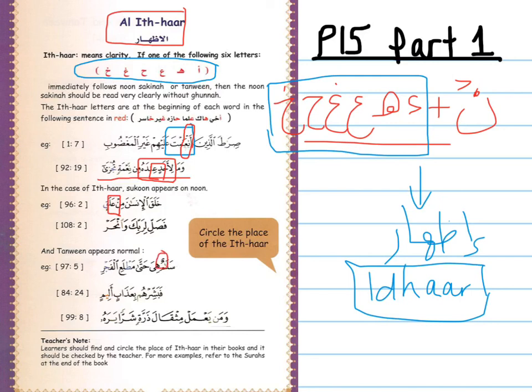Tanween. So here the rule is Salamun here. Mun here. The N is very clear. And that concludes this particular lesson.